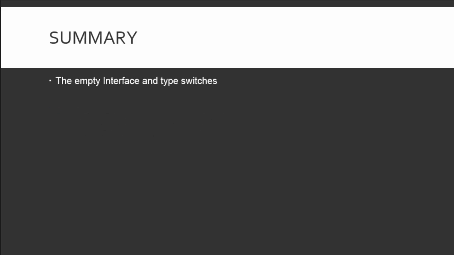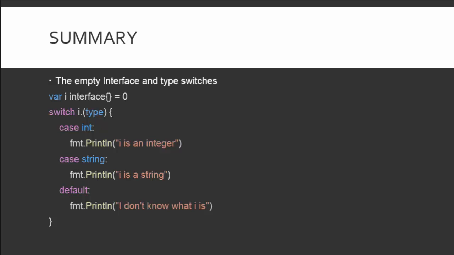And then we talked about the empty interface and type switches. The empty interface is nothing magic. It's just an interface defined on the fly that has no methods on it. Now, it's special in that every type in Go implements the empty interface. So you can store anything you want in a variable of type empty interface. And then very often we're going to pair that with what's called a type switch.